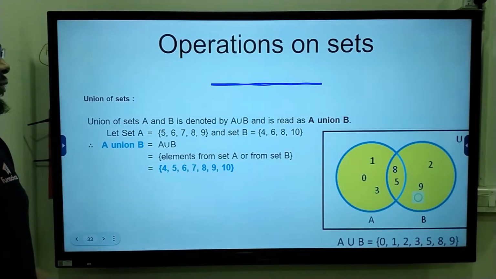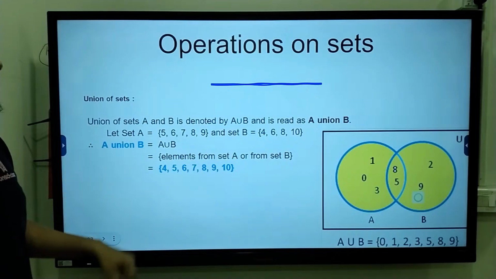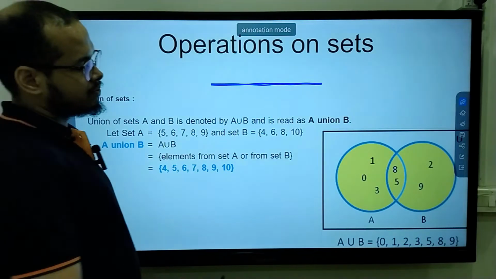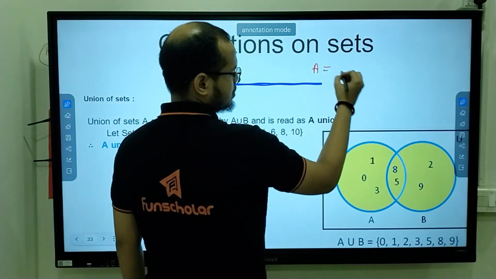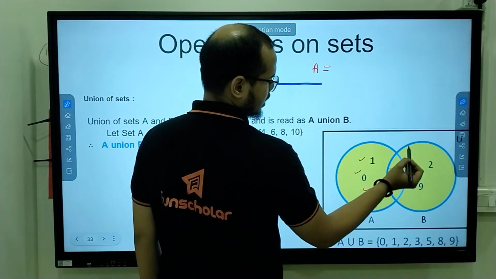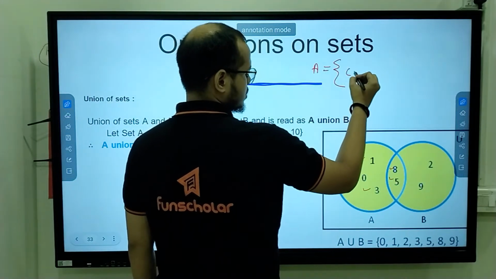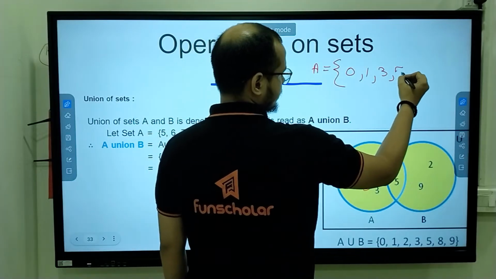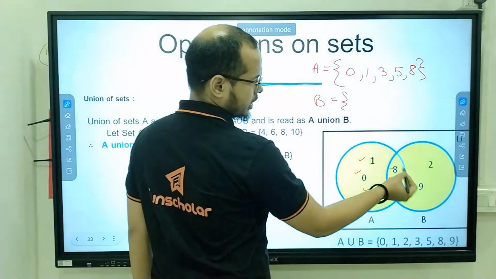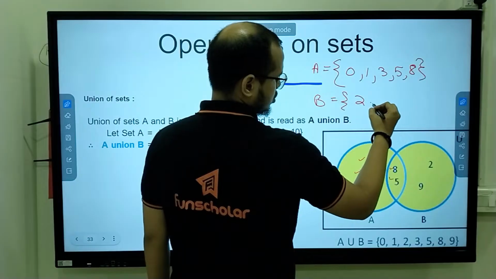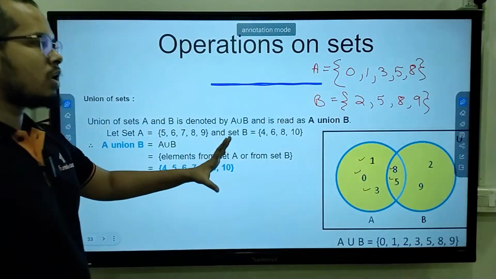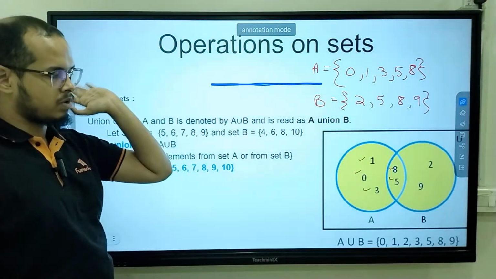Now operations on sets. We already did a few operations, but we'll be learning everything. Now, let's utilize this example only. As we can see from this diagram, in A we have 1, 0, 3, 5, 8. I'm writing in ascending order, so 0, 1, 3, 5, 8. And B contains again 8, 5, but 2 and 9 as well, so 2, 5, 8, 9. Now these two are the elements of the sets A and B that we have found out.